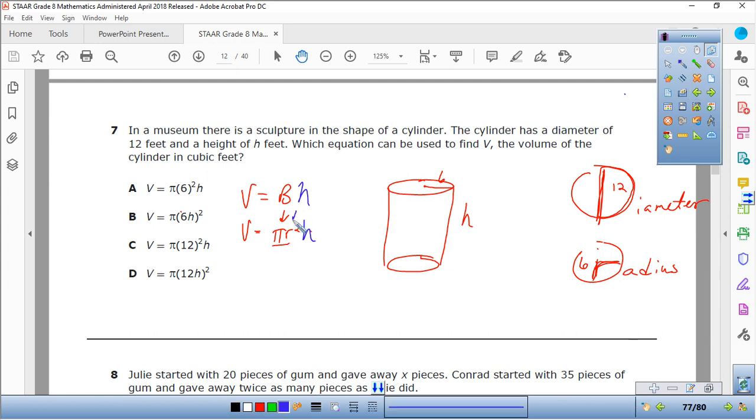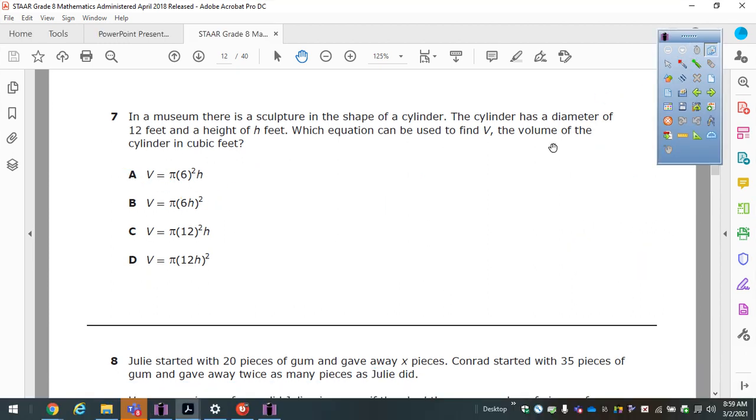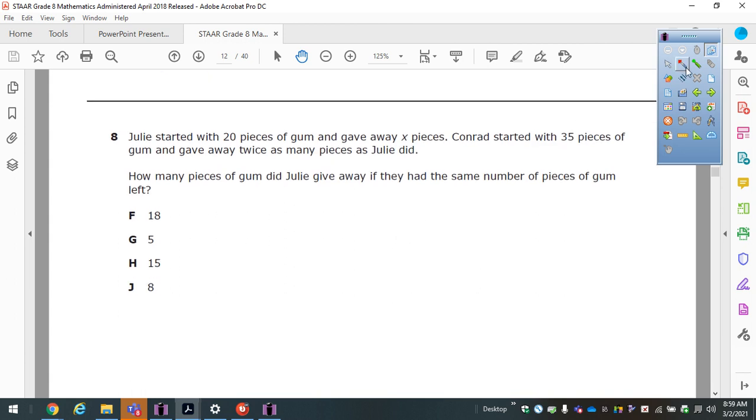My radius. These questions are super easy because usually if you see anything like a circle, all you need is your radius. So volume now is pi, radius in this situation is 6 squared, and then height. That's your answer: pi, 6 squared, height. But boom. Not hard, pretty easy, kind of cheesy. Okay, moving on.